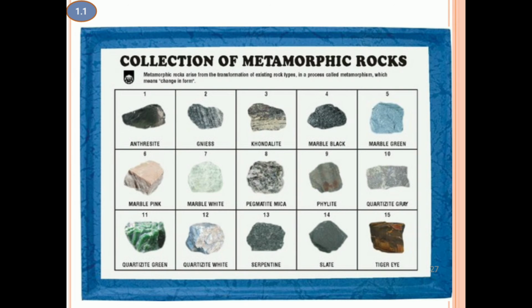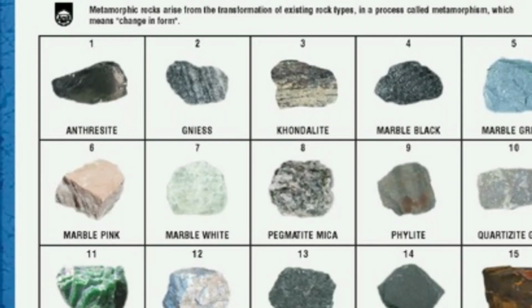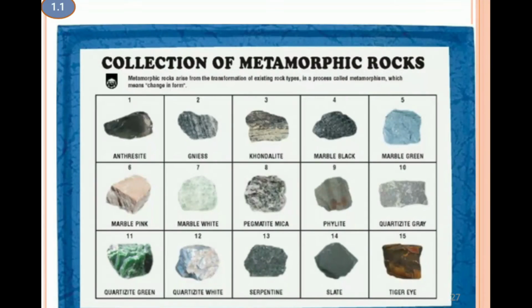So you can see the collection of metamorphic rocks. The examples are anthracite, gneiss, marble black, marble green, marble pink, marble white, pegmatite, phyllite, quartzite, and so on. These are the various examples of metamorphic rock. You can observe rocks of different colors in the various types of granite stones used in flooring. You people may be aware of these stones. You can come across various types of igneous, sediment, and metamorphic rocks used for flooring also.